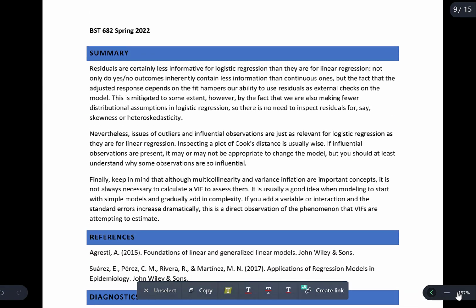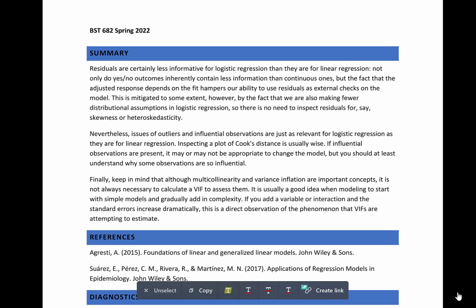So in summary, residuals are certainly less informative for logistic regression than they are for linear regression. Not only do yes-no outcomes inherently contain less information than continuous ones, but the fact that the adjusted response depends on the fit hampers our ability to use residuals as external checks on the model. This is mitigated to some extent, however, by the fact that we are also making fewer distributional assumptions in logistic regression, so there's no need to inspect residuals for, let's say, skewedness or heteroscedasticity.